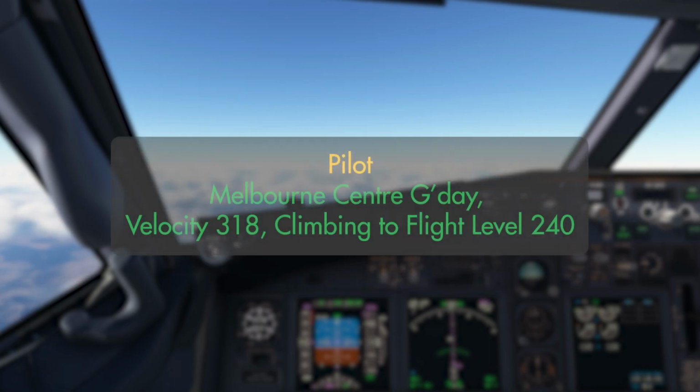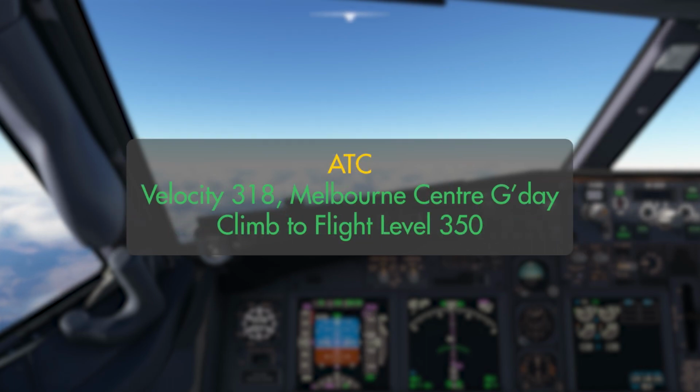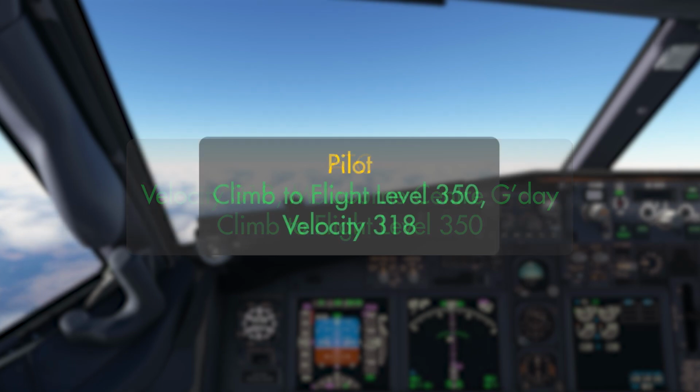Melbourne Centre, g'day, Velocity 318, climbing to flight level 240. Velocity 318, Melbourne Centre, g'day, climb to flight level 350. Climb to flight level 350, Velocity 318.